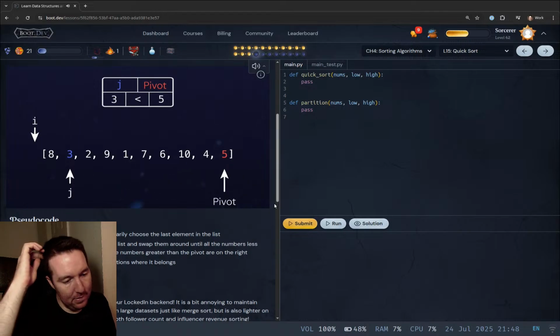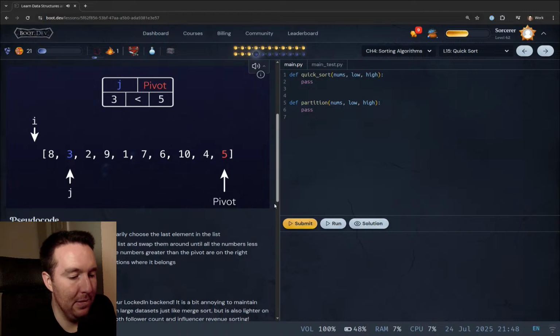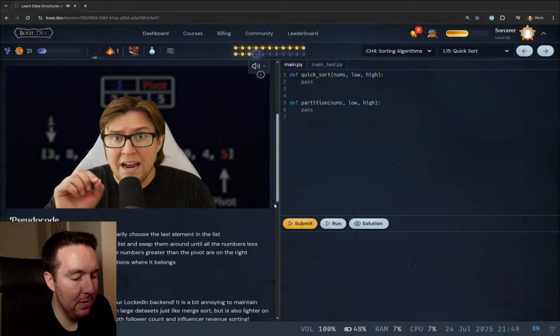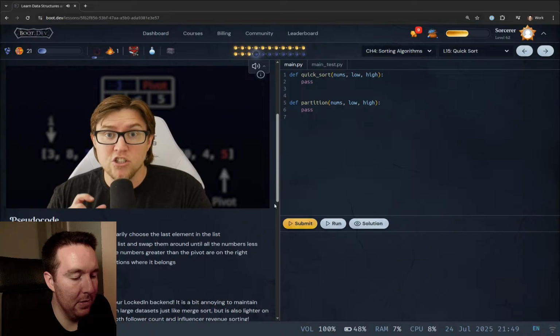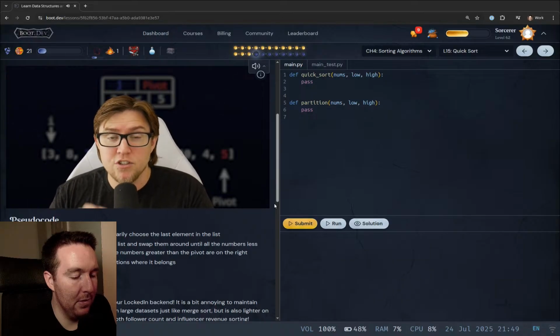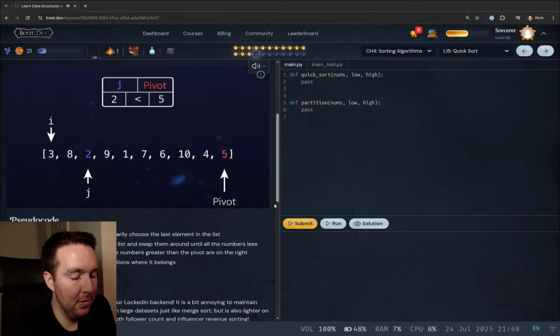Now we do it again. We compare j to the pivot, 3 to 5. And because this time j is less than the pivot, we increment I, then we swap I and j. Now I understand that it's a bit funky. We're comparing j and the pivot, but actually swapping I and j. Just remember that. All right, and now we just do it again.